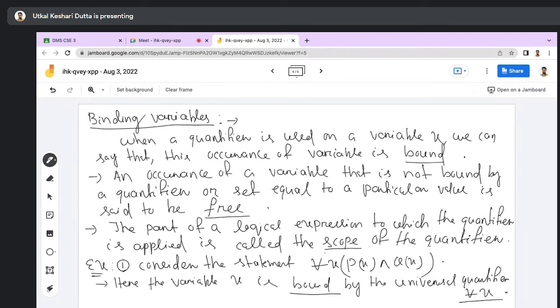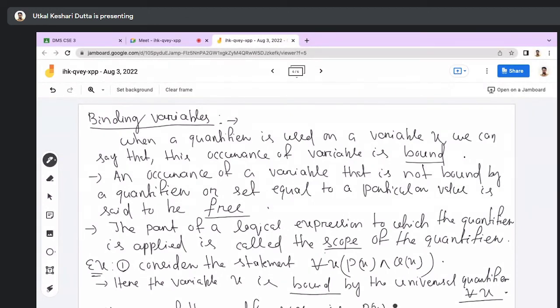Then what is the scope of the quantifier? Where for all x is written, what is the scope? For all x is applied to which expression? P of x and q of x. So that expression is called the scope. That means the scope of the quantifier for all x is the logical expression it is applied to.